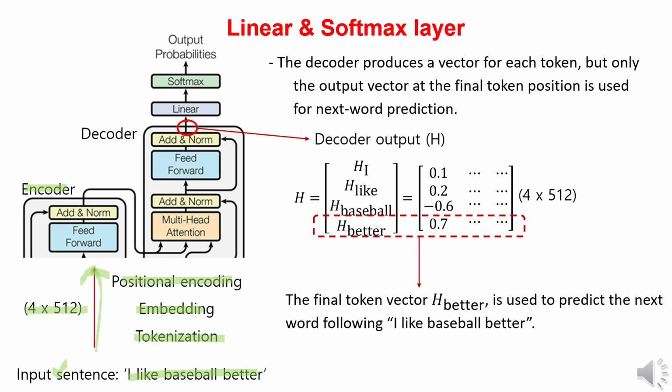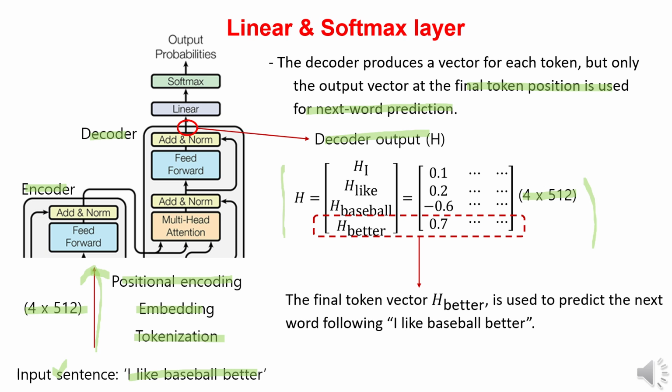Based on the information passed from the encoder and the previously generated tokens, the decoder produces one output vector for each token, but the last token vector is used to predict the next word. At this stage, the decoder output can be represented as a 4 by 512 matrix, which we denote as H.